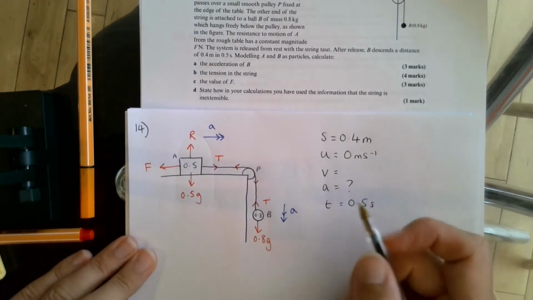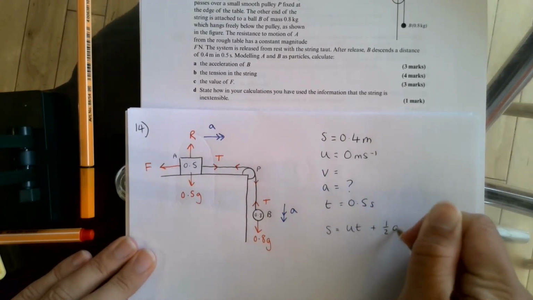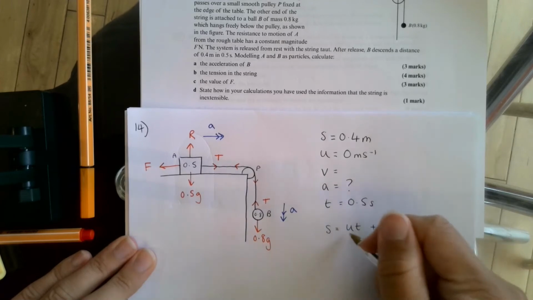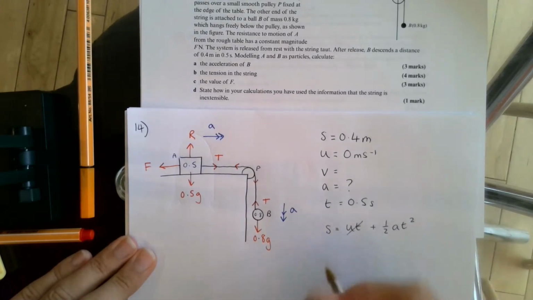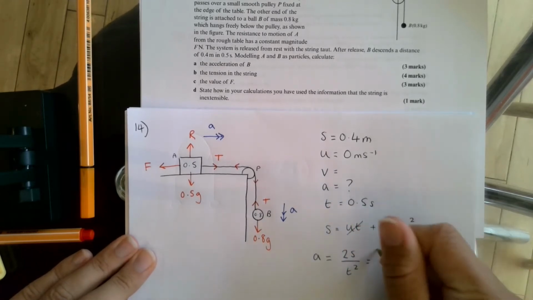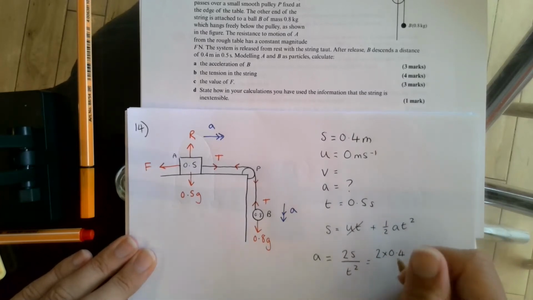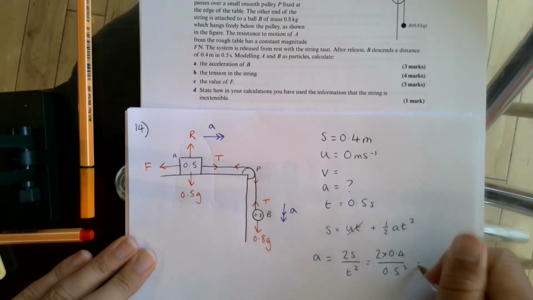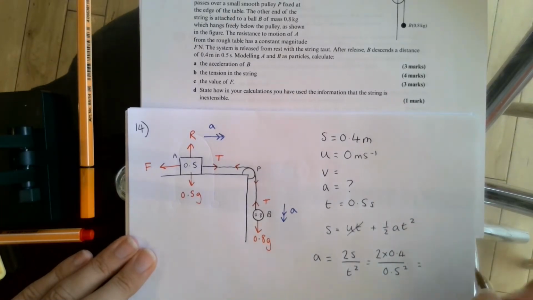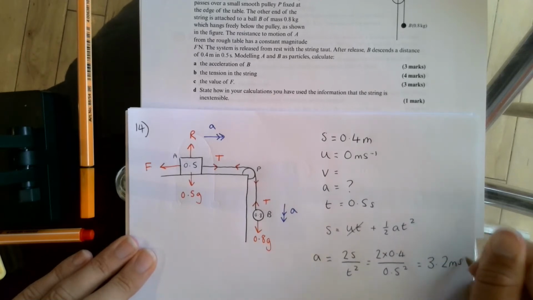So if I want to find out what A is, I'm going to be using S equals UT plus a half AT squared. Remember, U is just 0, so that can disappear. And so I can rearrange nice and easily. A is going to be 2S divided by T squared. So that's 2 times 0.4 divided by 0.5 squared. And subbing all of those in, I should get that the acceleration is 3.2 meters per second squared.